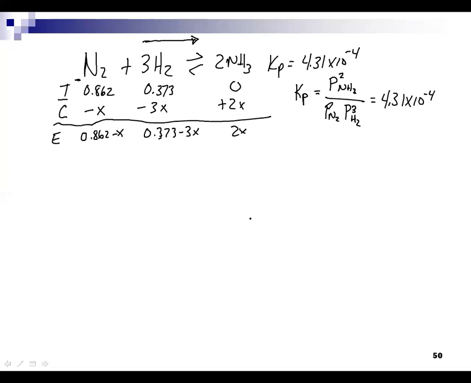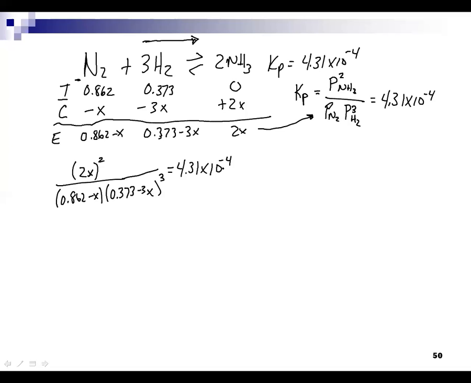At this point, what we want to do is put our equilibrium values into this expression. So when we do that, we will get on top 2x, and we need to square it, divided by 0.862 minus x times 0.373 minus 3x. And again, we do want to make sure that we cube that. And again, that's going to equal 4.31 times 10 to the minus 4. Questions so far?